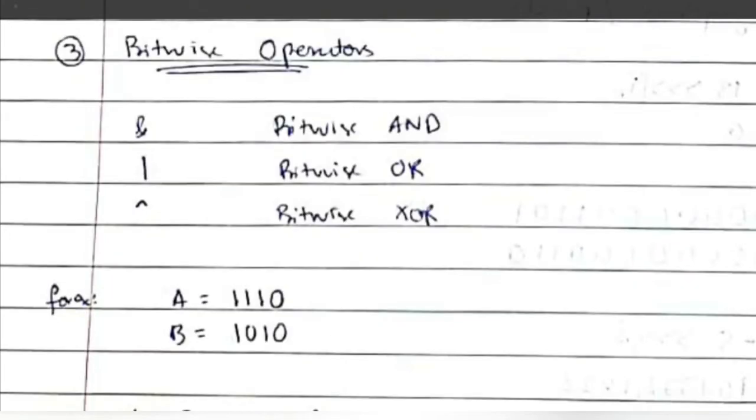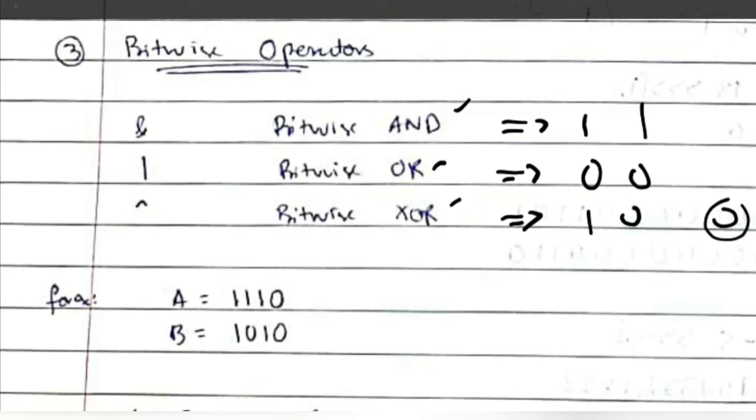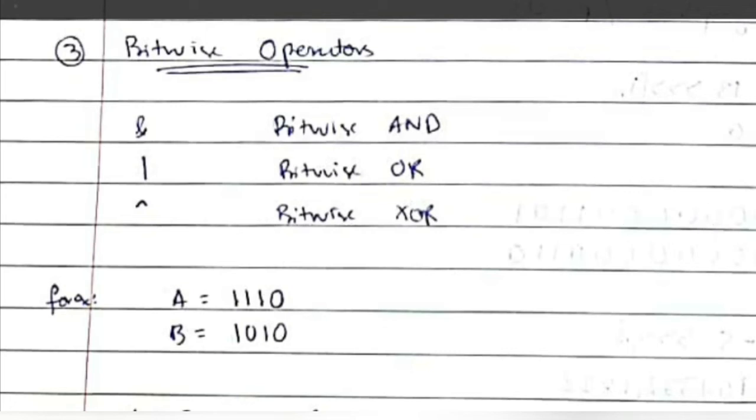Okay, coming to bitwise operators, we already know the functions of AND, OR and XOR. AND will be 1 only when both the bits are 1, and OR will be 0 only when both are 0, and XOR will be 1 only when either one is 1. If both are 1 or both are 0, at that time XOR will be 0. So by using this we can perform the operations of AND, OR and XOR bitwise.